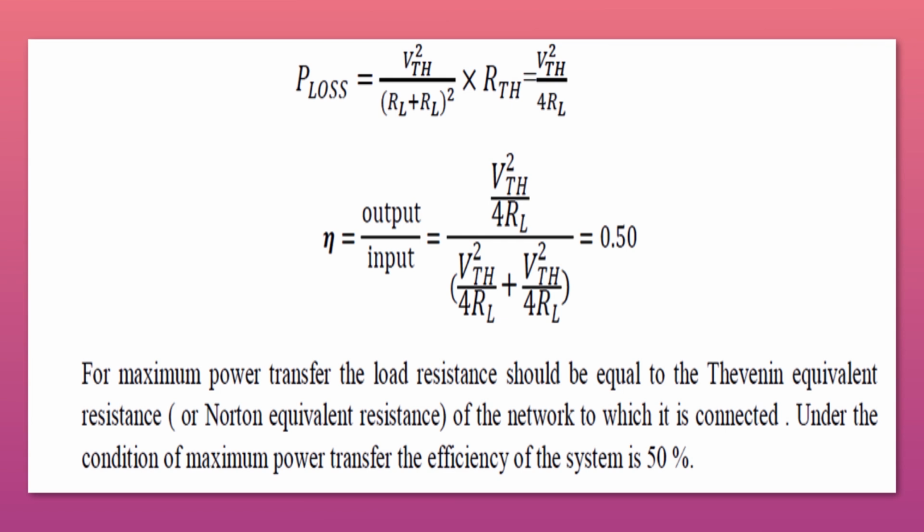So for maximum power transfer, the load resistance should be equal to the Thevenin equivalent resistance or Norton equivalent resistance, because the methodology to find the Thevenin resistance and Norton equivalent resistance is the same. Under the condition of the maximum power transfer theorem, efficiency will always be 50%. Generally, this question is asked in the examination or in the viva: what is the efficiency of the maximum power transfer theorem? It will always be 50%, not 40% or 42%. So the maximum efficiency of the maximum power transfer theorem is always 50%.